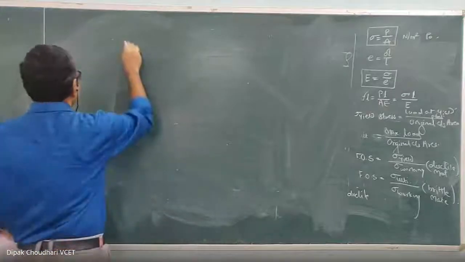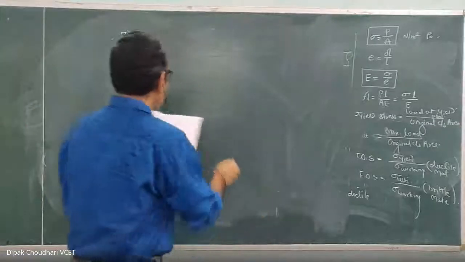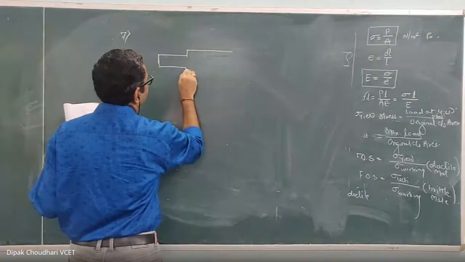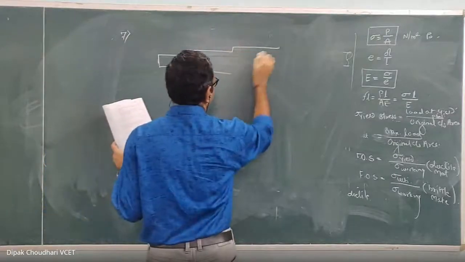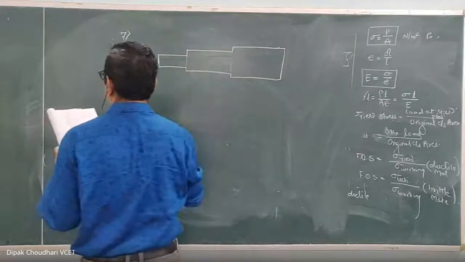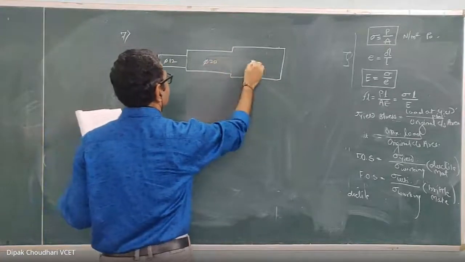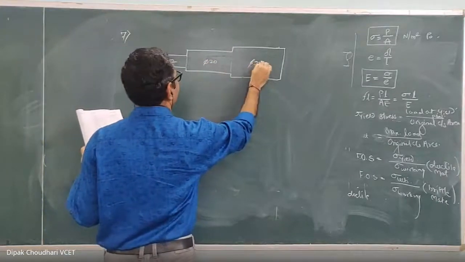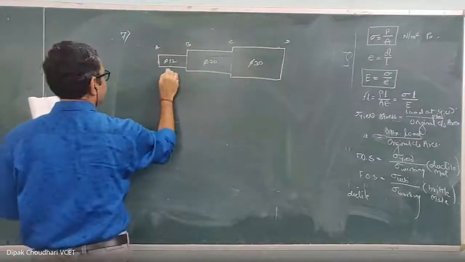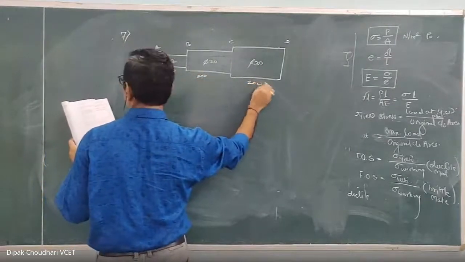Then next sum number 7. Now here it is a step rod. First part, second part, third part. This is 512, 520, 530. A, B, C, D. This length is 100 millimeter. This is 200 millimeter, and this is also 200 millimeter.